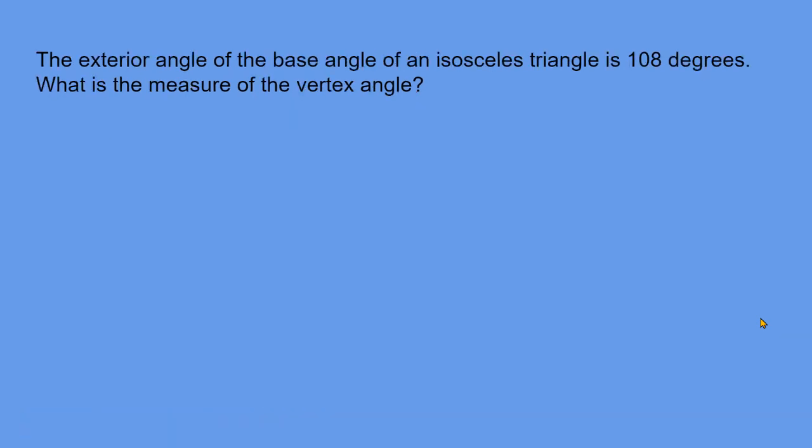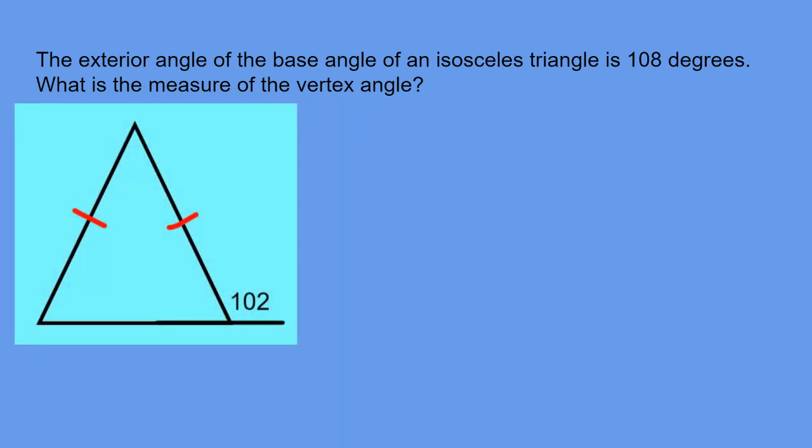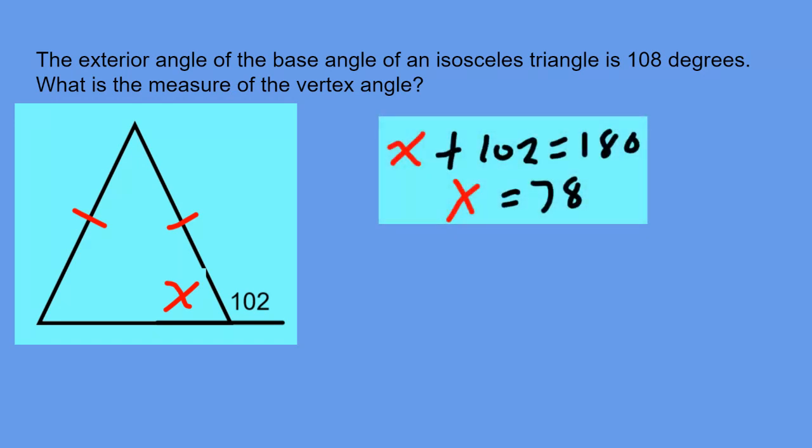Next, the exterior angle of the base angle of an isosceles triangle is 102 degrees. What is the measure of the vertex angle? Okay, so here is our triangle. The exterior angle on the base is 102. So let's call the interior angle of it X, and we know that those two are a linear pair. They have to add to equal 180. So that makes X 78. The other base angle is also 78.